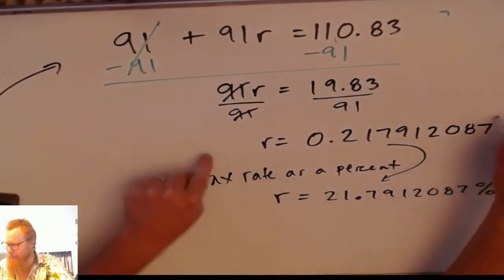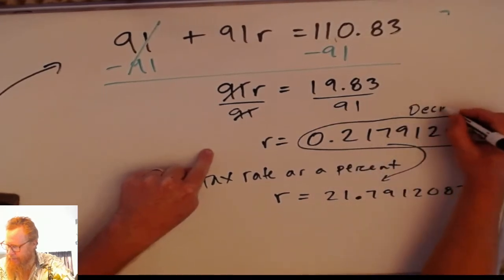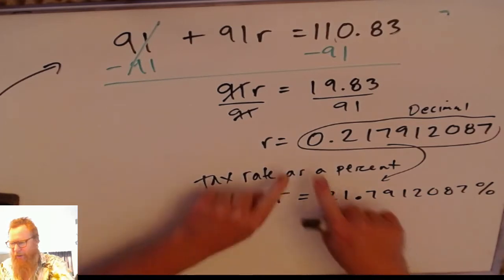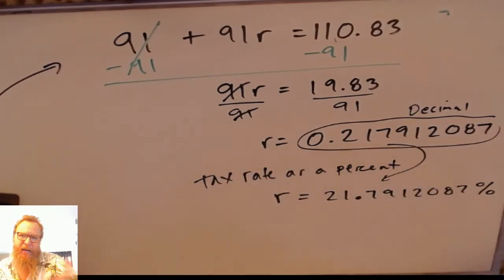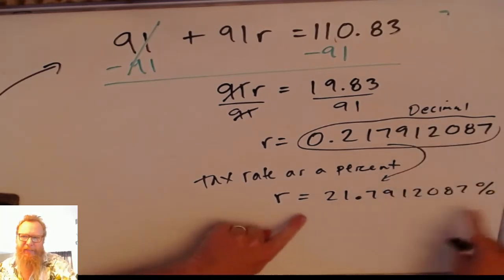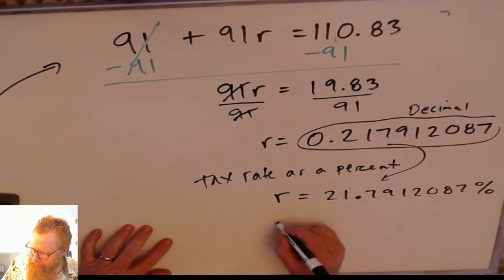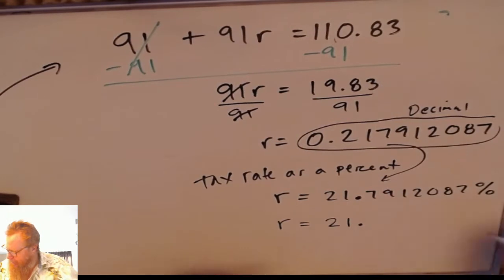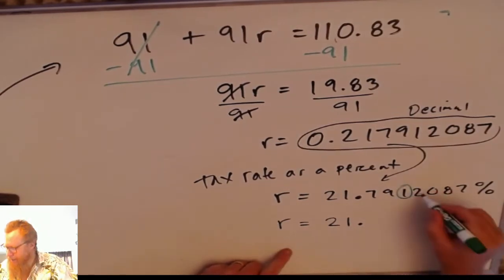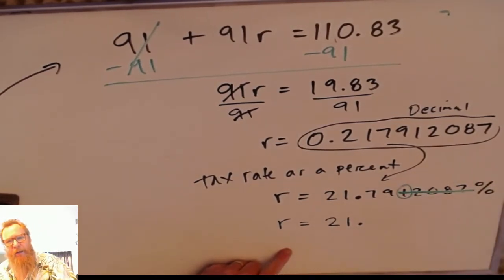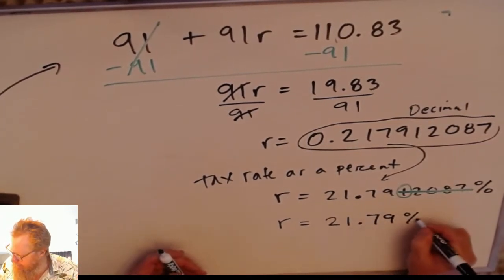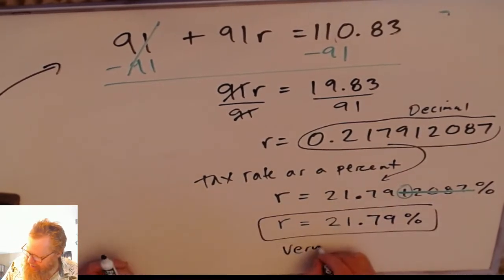All right, so the decimal has to be turned into a percent, because you don't want to say the tax rate is 0.2179, although it kind of is. That is the tax rate as a decimal. This is the tax rate as a percent. And I want you to round to the nearest hundredth. The digit after is 1, so you would just throw all those away because the 1 is less than 5. So 21.79%. That is a very high tax rate.